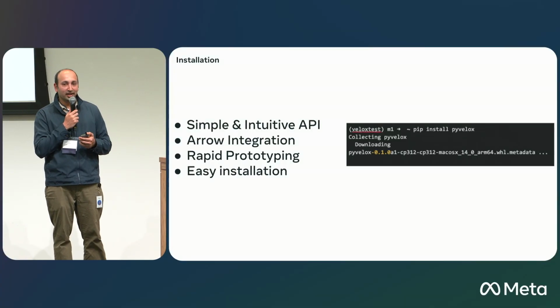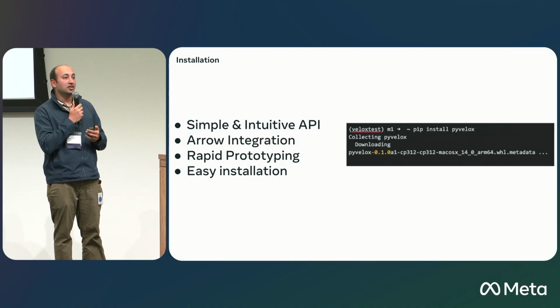So why PyVelox? PyVelox has a simple and intuitive API. It uses Python bindings. It's really easy. Anybody who's been in the Python world knows how things work. Very straightforward. You don't have to deal with types. You don't have to think too hard. It just flows naturally. And any problems you deal with, you'll deal with at runtime, right?